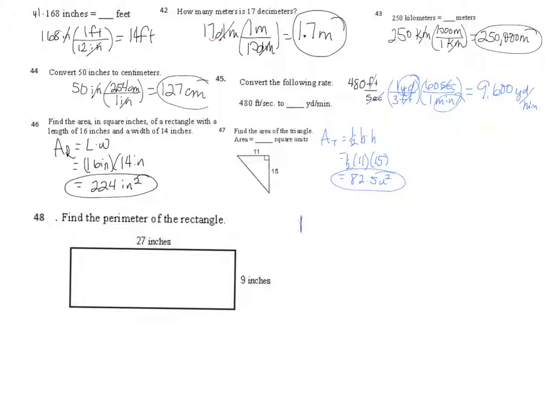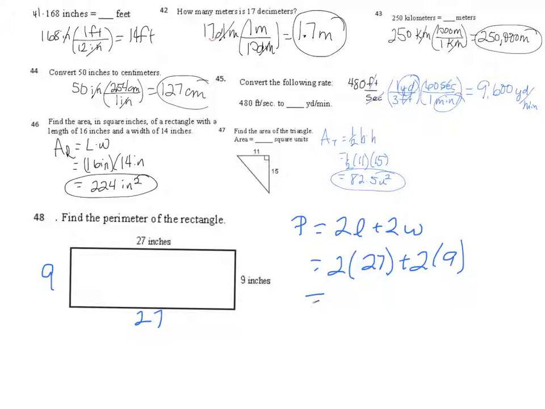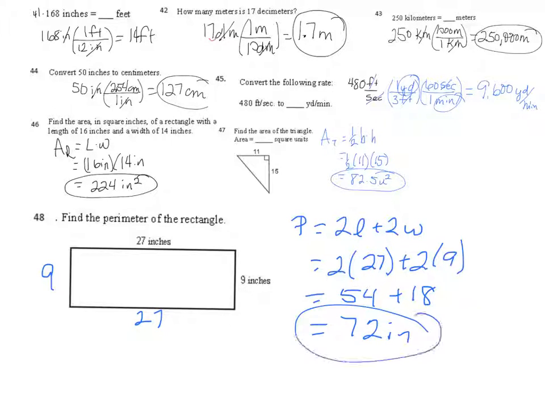Perimeter of a rectangle, if you want a formula, it's 2 lengths plus 2 widths, but you really don't need one because it kind of makes sense. Perimeter is distance around. But if we like formulas, want to plug into it, I guess we can. 2 times 27 is 54, 2 times 9 is 18, and if I add those, I get 72 inches.